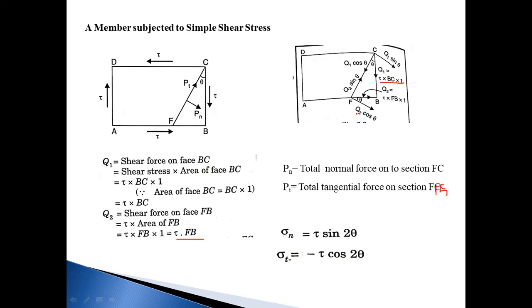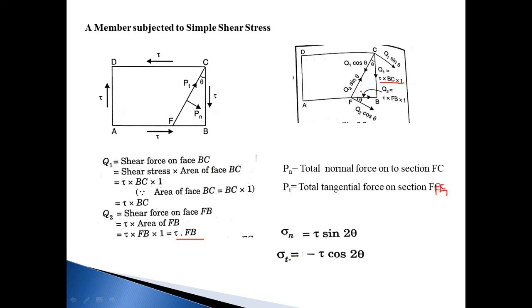Similarly, Q2 on this FB is tau into FB into 1, and I want to resolve it with respect to this FC line. With this theta, it becomes Q2 cos theta and Q2 sin theta. So the total normal force Pn is equal to Q1 sin theta plus Q2 cos theta.